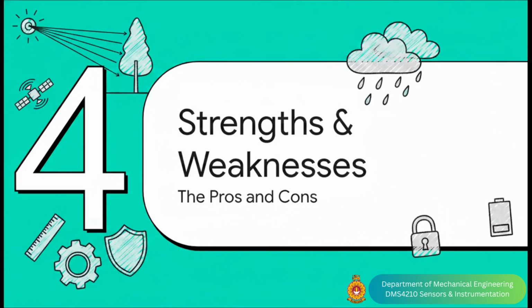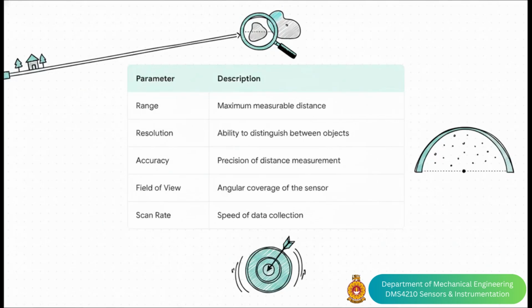So, LiDAR is this incredible technology, but, like any tool, it's not perfect. It has some really distinct strengths and some pretty clear limitations. Let's take a look at the trade-offs that engineers have to think about when they decide to give a machine the power to see with lasers. But before we list the pros and cons, it helps to know how we measure a sensor's performance. Engineers will look at stuff like its range, how far it can see, its resolution, how much detail it can pick out, and its accuracy, how precise those measurements actually are. Things like these determine which kind of LiDAR is the right tool for the job.